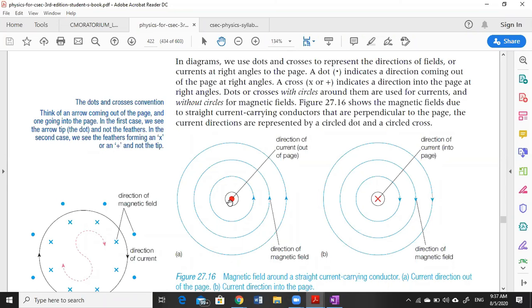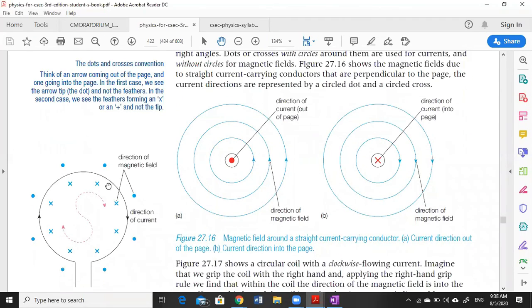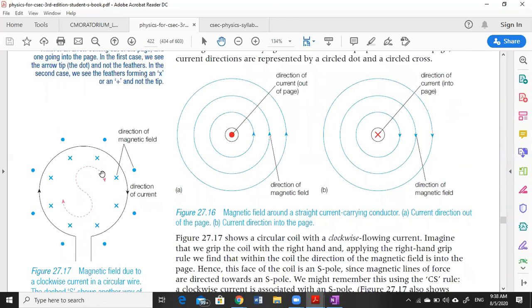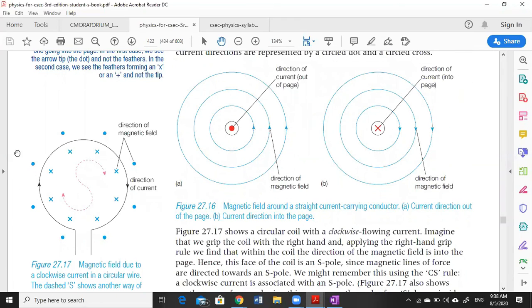All right, so that's what we mean. On this side, this is what I wanted to explain a little bit more, in the sense that they can use the dots to represent how the direction of the magnetic field is being moved. You understand?